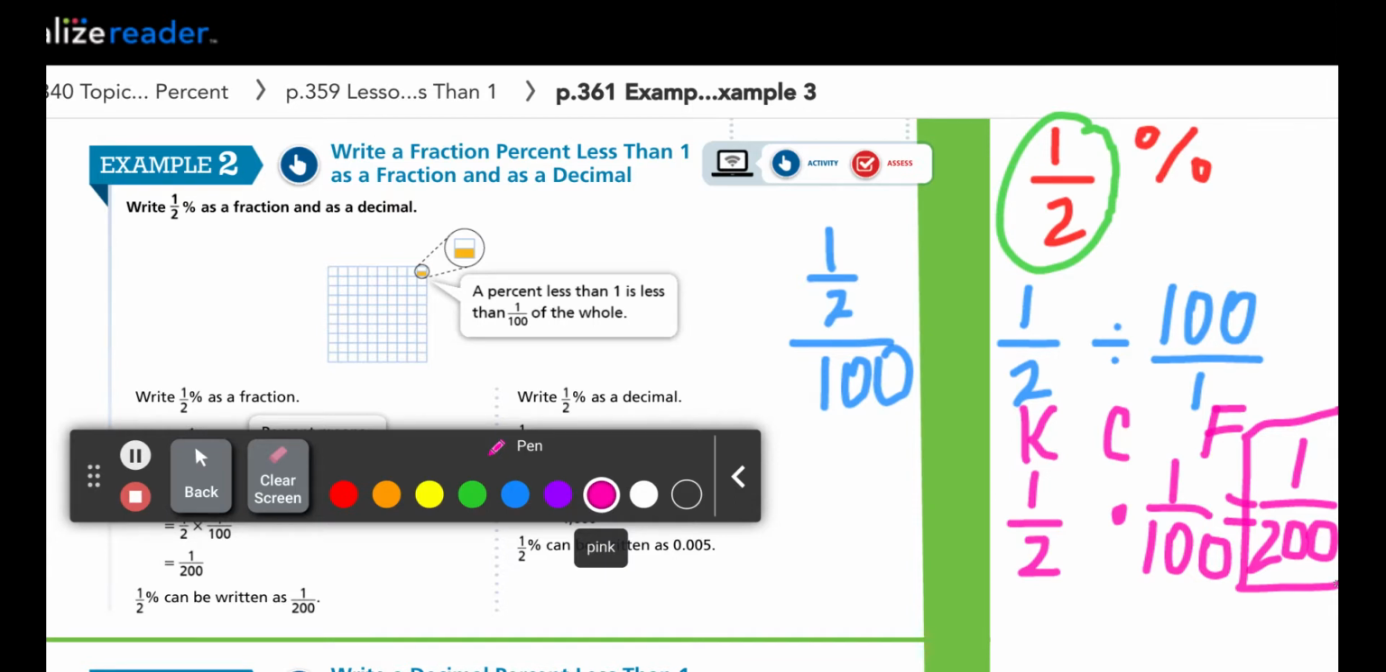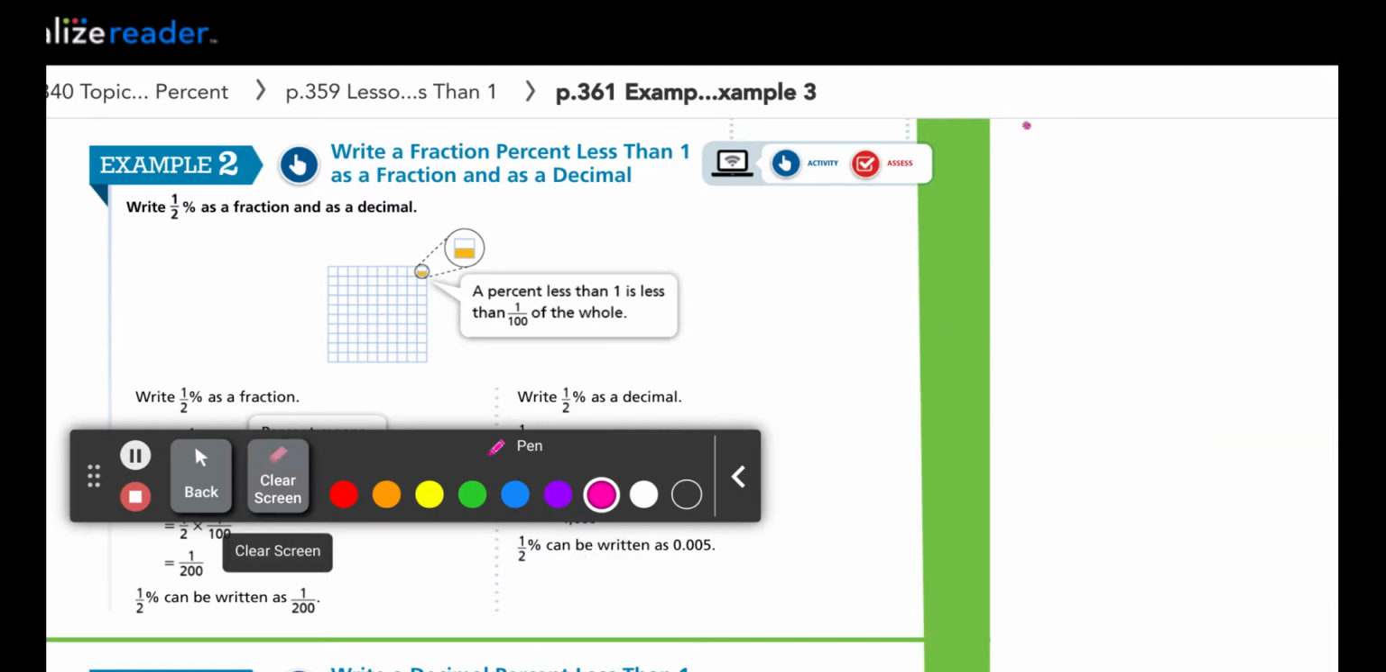So you use the same starting step. You write the fraction over 100. Percent means per 100. Then think about what that per 100 means. It's really, we're dividing. A fraction is division. So you have to divide the fractions using keep, change, flip, and your answer is still a fraction, 1 over 200. So far we got 1/2 of a percent is the same thing as 1 over 200.